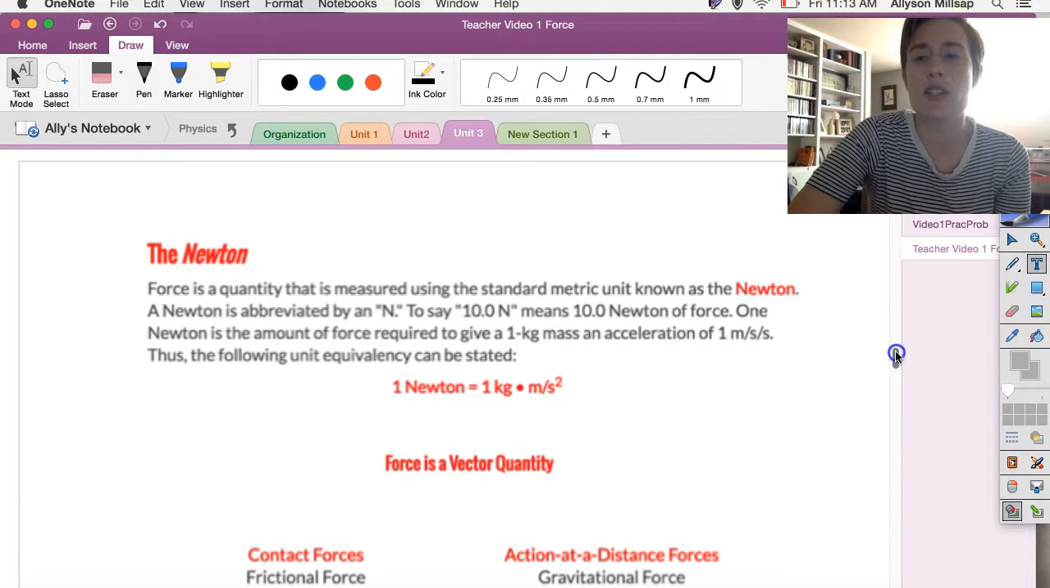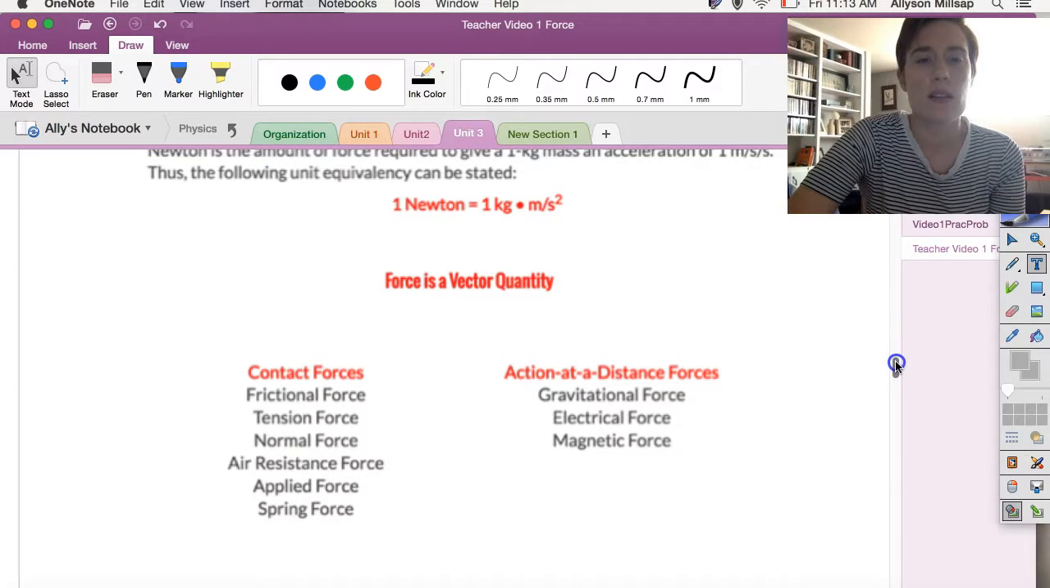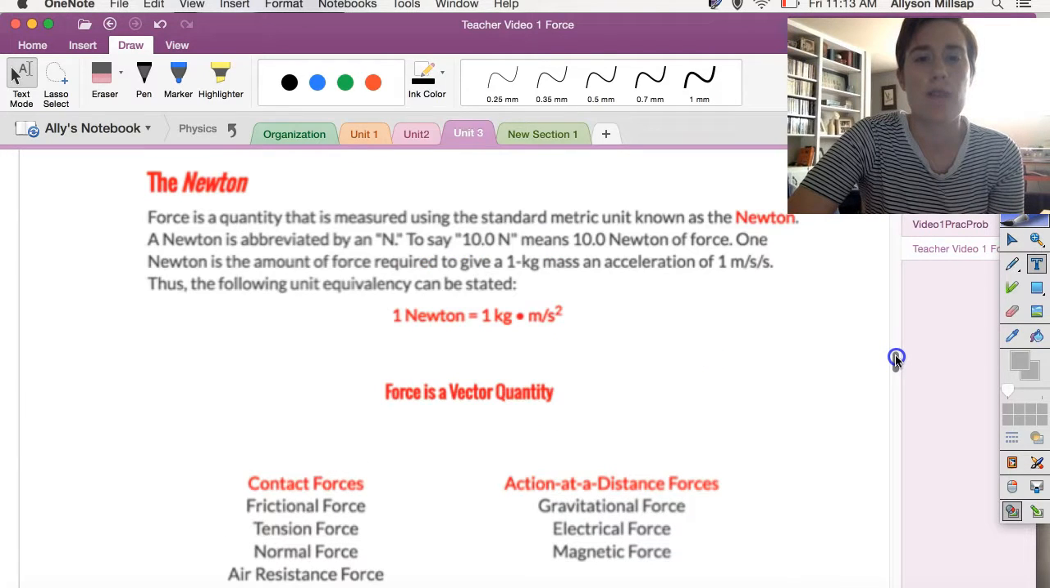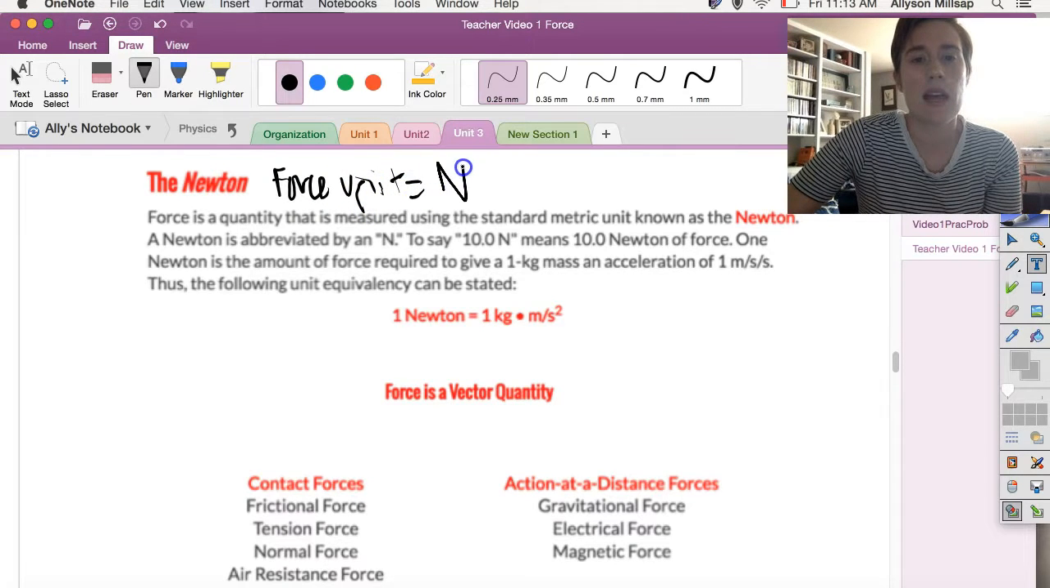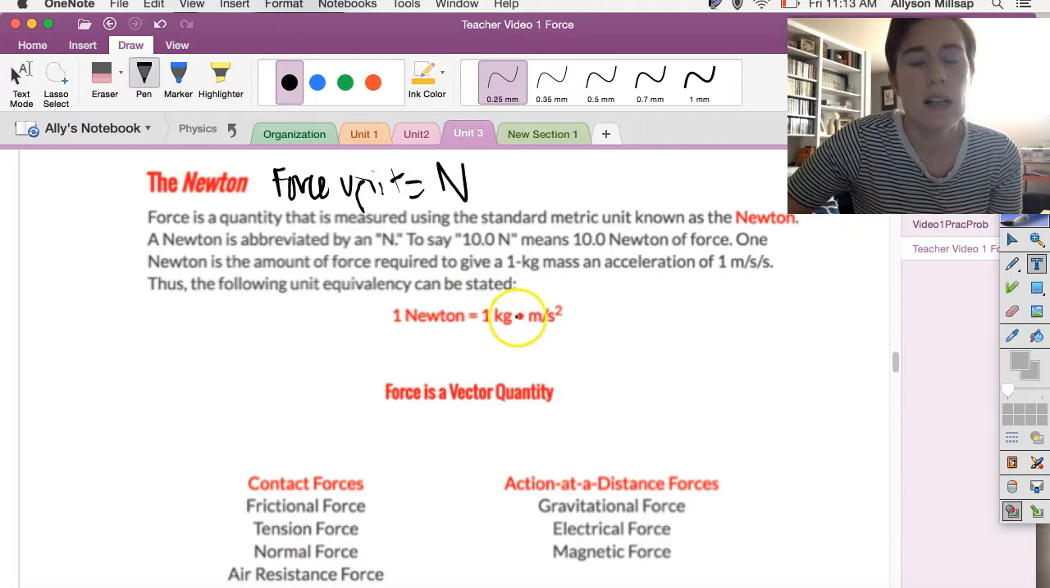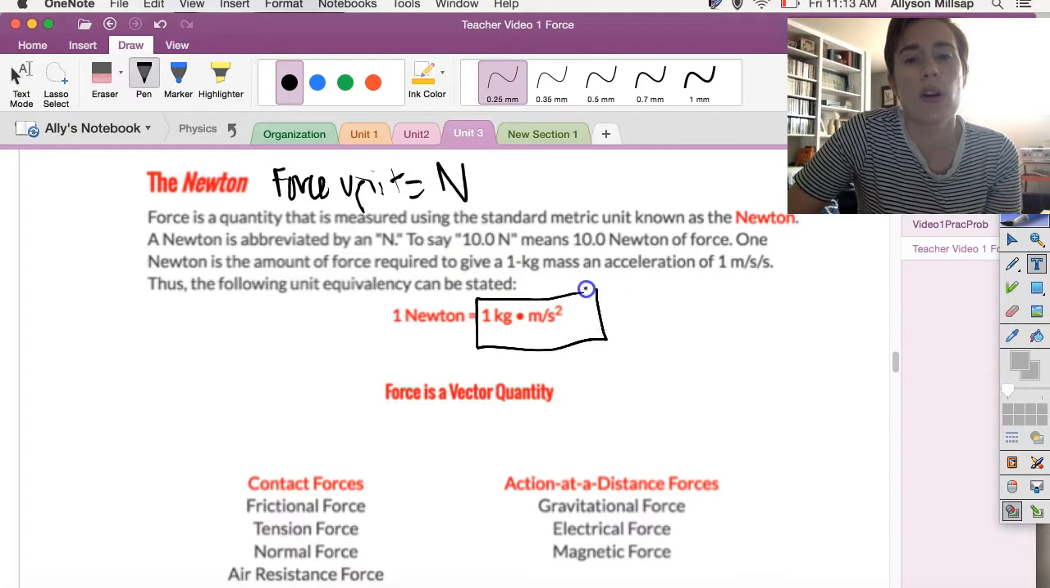So let's look a little bit more into the math side of this concept force. Force can actually be measured, and it's measured in the unit called the Newton. Okay, so this is the unit of force is a Newton, which we show with a capital N. A Newton stands for 1 kilogram times meters per second squared.